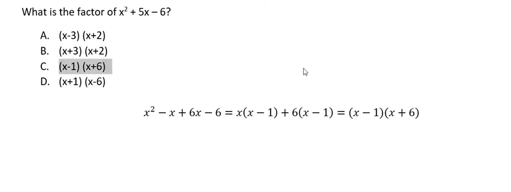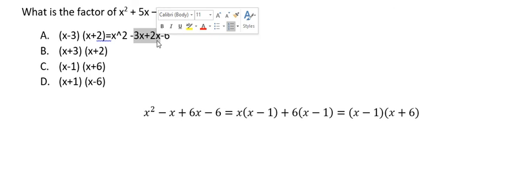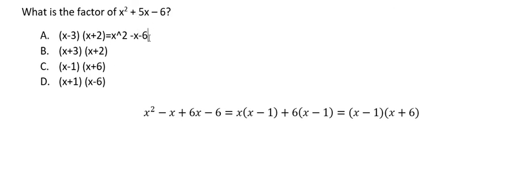In this situation, if you don't know how to factor, you can use the answer key in here. The best way to check each choice is to expand. For example, s multiplied with s, and we have minus 3s and plus 2s. Here you get minus s, so this is not correct because it doesn't match the question.